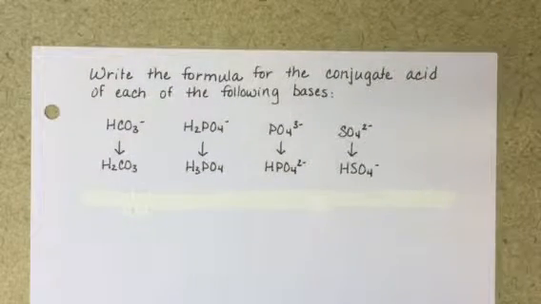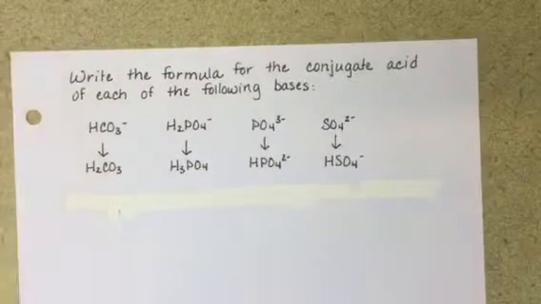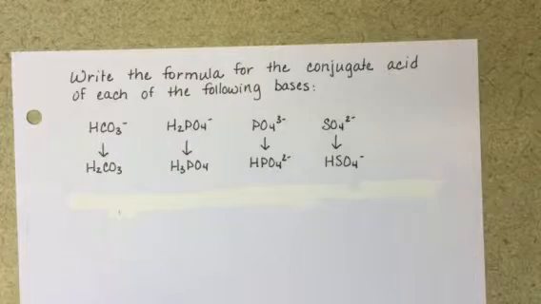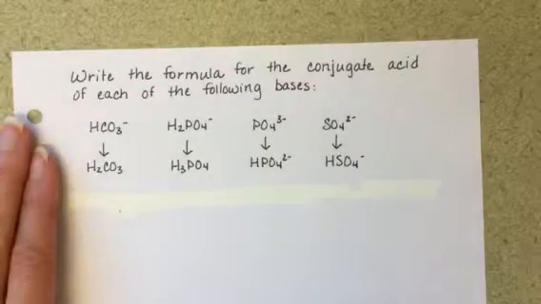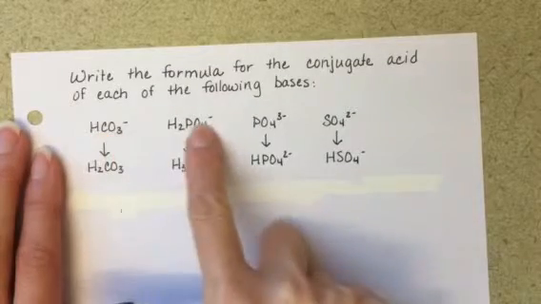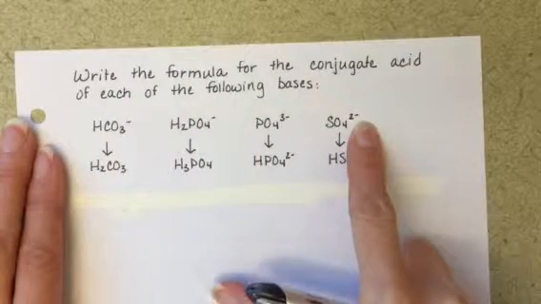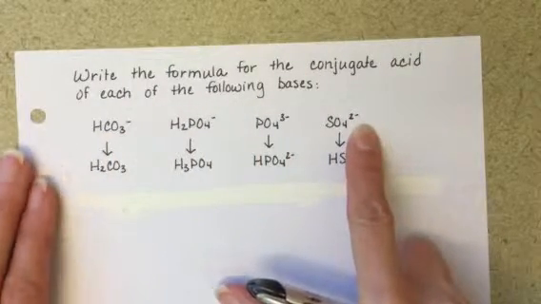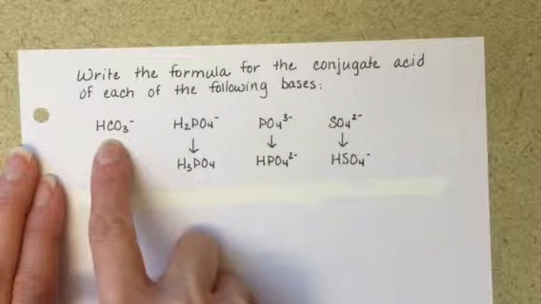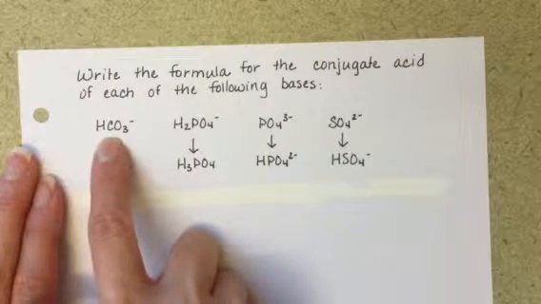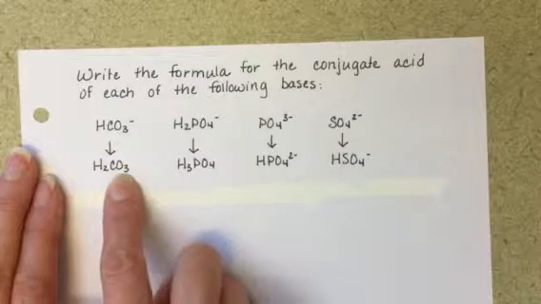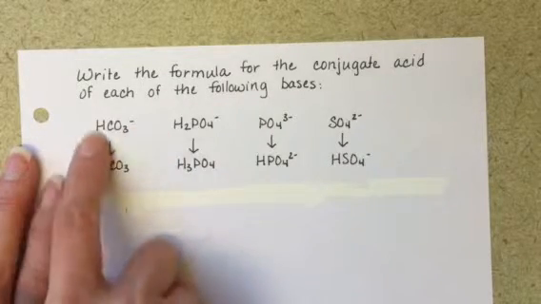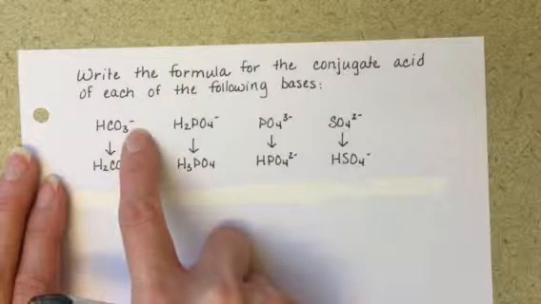And last but not least, similar to what we did in the first example, I want you to be able to look at bases and write the formulas of their conjugate acids. So you would do this by simply adding H+. In this case, HCO3- is going to turn into H2CO3 without a charge on it, because not only are we adding a hydrogen ion, but we're adding a plus charge.